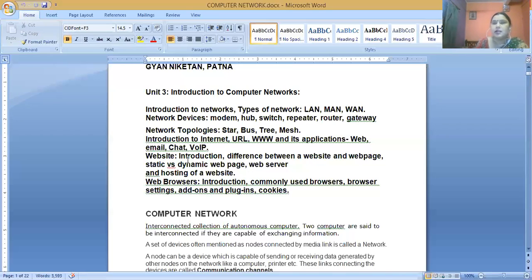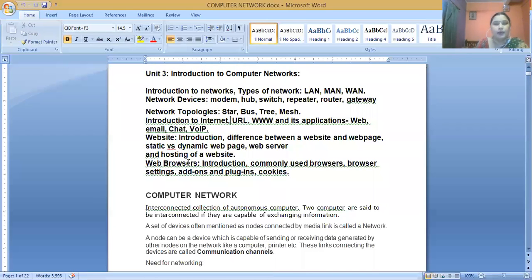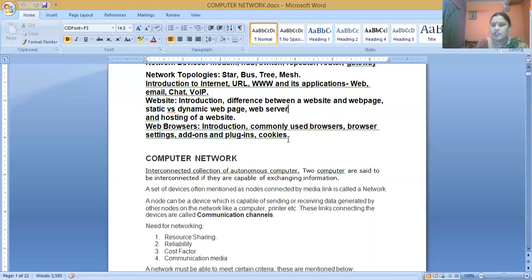Next, we will discuss the website. What do you mean by the website and how is it different from the web page? What is the relationship between the website and web page? And what is the static and dynamic web page? What do you mean by the web server? And we will discuss some concepts of web browsers and how we change the settings of web browsers, means how we disable the cookies, how we delete the cookies, how we delete the history, etc.